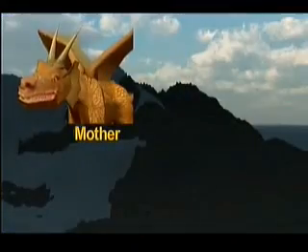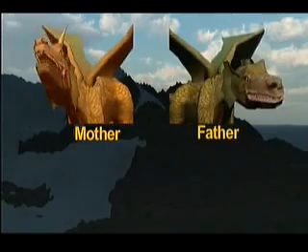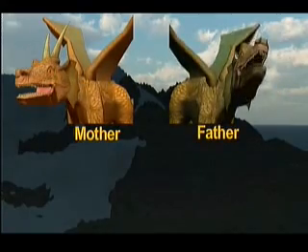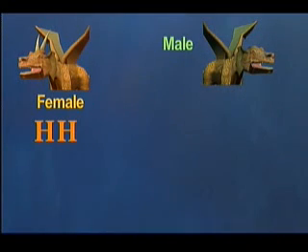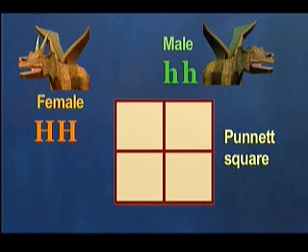Let's look at an example. Suppose a female dragon with horns mates with a male dragon with no horns. What are the possibilities for the baby dragons? Biologists use a diagram called a Punnett square to make it easy to predict the characteristics of the children if you know the alleles of the parents. The female has alleles capital H, capital H. The male has alleles small h, small h. Here's how you make the Punnett square that shows the mating of these two dragons.